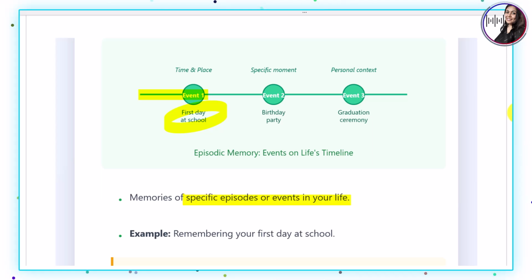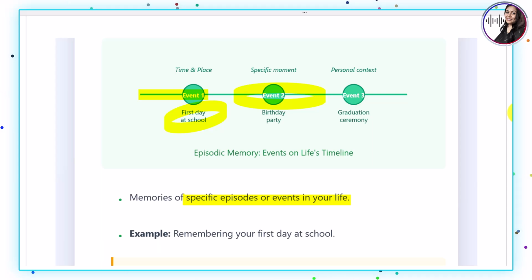Closely linked to episodic memory is incidental memory, which involves recalling details about when and where life events occurred. This association between time, place, and experience has also been highlighted in exam questions.